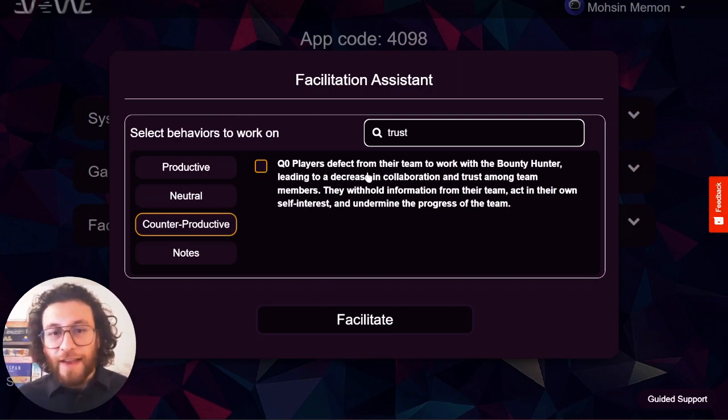So the players defect from their team to work with a bounty hunter, leading to a decrease in collaboration and trust among the team members. They withhold information from their team and act in their own self-interest and undermine the progress of the team. Wow, that's a very mean player, whoever that might be. But there are people like that in our teams, and we know it as well, don't we?